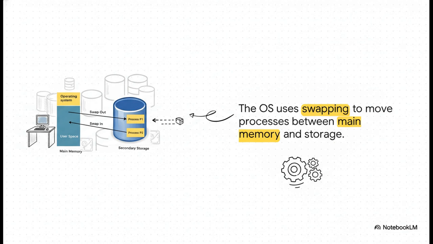This frees up desk space for the program you're using right now. Then, when you click back to that older program, the OS quickly grabs the box from the closet and unpacks it back onto the desk. That little delay you sometimes feel, that's swapping in action.